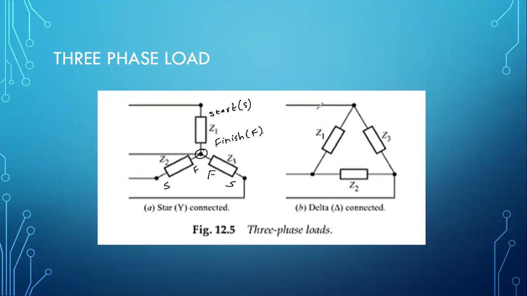Okay. Whereas suppose this is the start, this is finish, this is the start, this is finish, and this is the start and this is finish. So you can see here, the starting point of one phase is connected to the finishing point of another, and the starting of one is connected to finishing of the other. So when load is connected in this way, this kind of arrangement is known as delta connection. Okay. So here in this diagram itself, I can show you, but okay, let's move to another part.